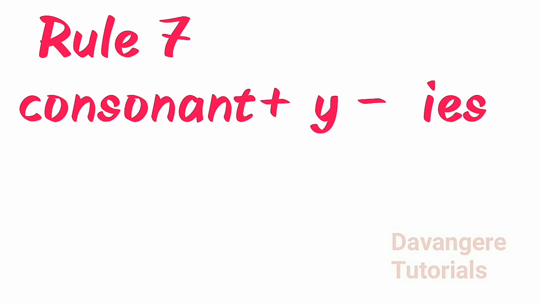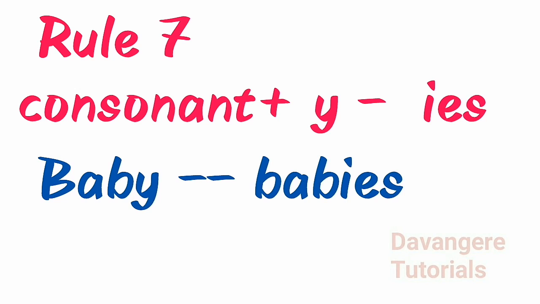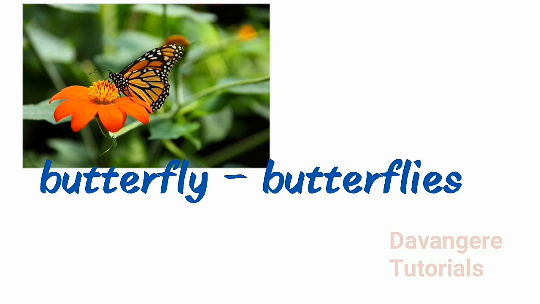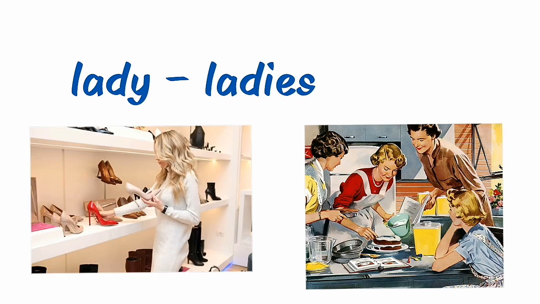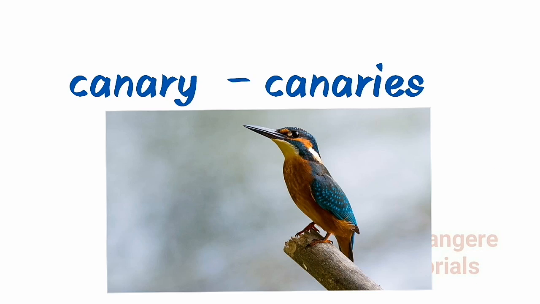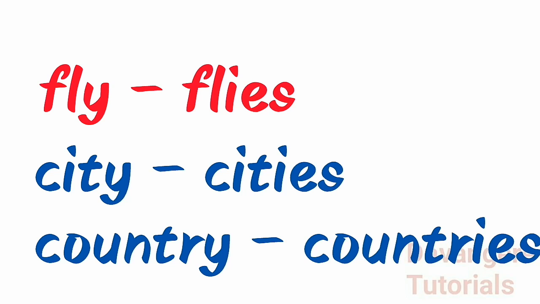When a noun ends with consonant plus Y, you have to add IES. Baby becomes babies. Butterfly becomes butterflies. We have just removed Y and added IES. Lady becomes ladies. They are very happy. Canary becomes canaries. It's very beautiful. Fly becomes flies. We have removed Y and added IES.